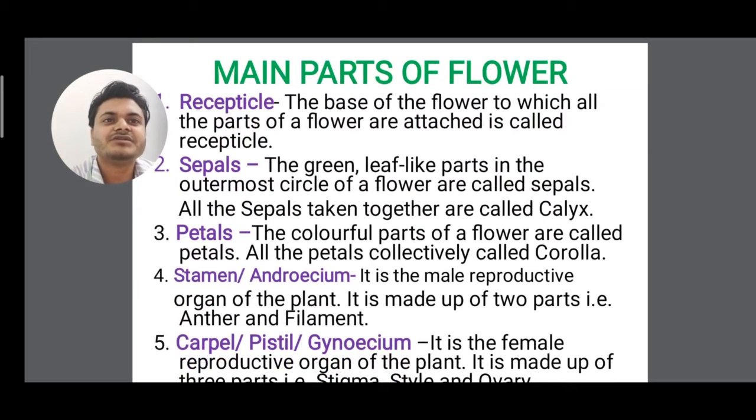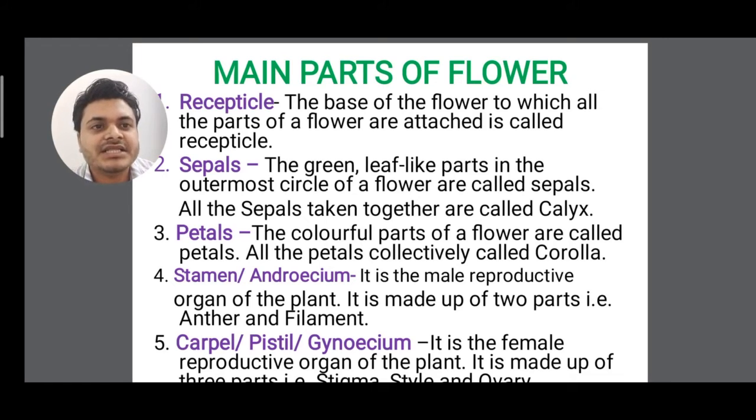Clear? Now the main parts of a flower: one is receptacle, one is sepal, another is petal, another is stamen, another is carpel. Clear? Now what is receptacle? The base of a flower to which all the parts of a flower are attached is called the receptacle. Now what is sepal? The green leaf-like parts in the outermost circle of a flower are called sepals. All sepals taken together are called calyx.